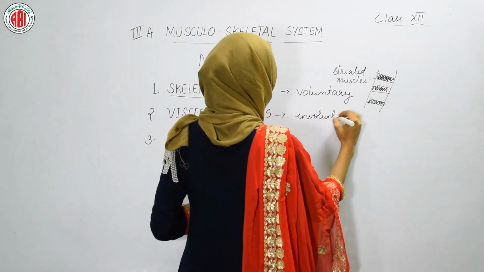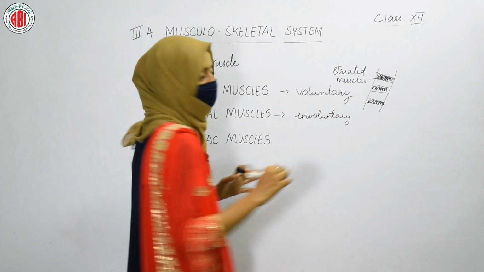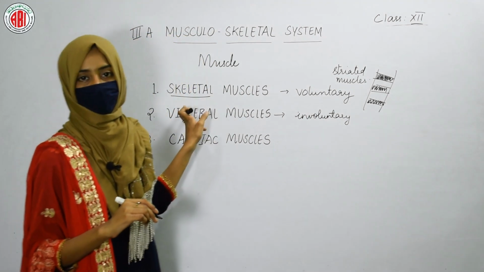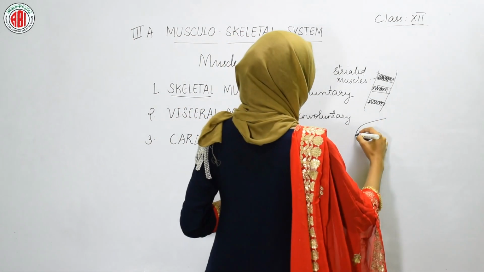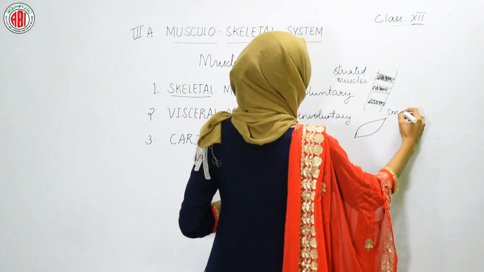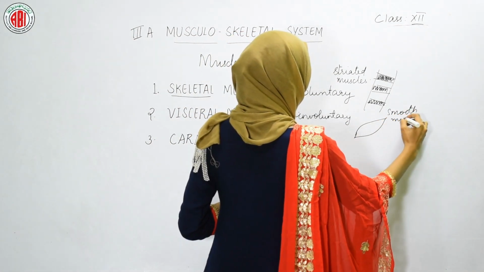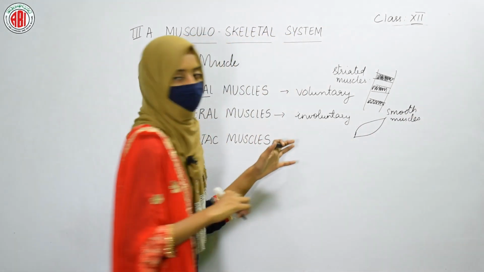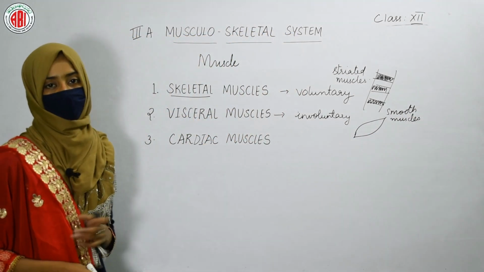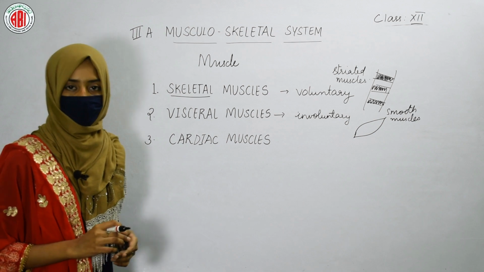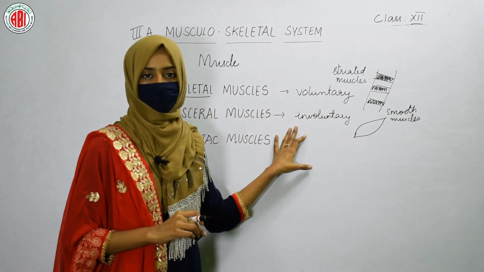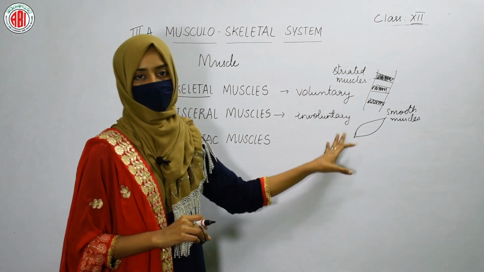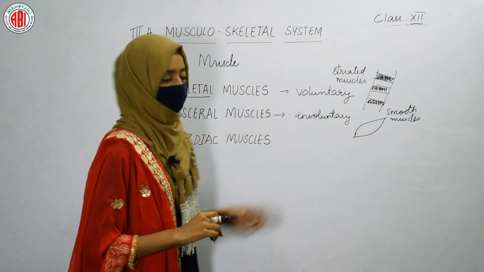But when you see the structure of these muscles, they do not show any bands, so we cannot call them striated muscles. Based on their structure, we call them smooth muscles. So they are smooth muscles and involuntary in function. As they are not under our conscious control, we call them involuntary muscles, and as they do not show any bands, we call them smooth muscles.